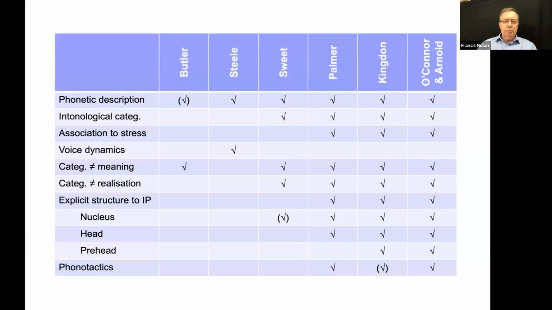So if we go back to our table, we're now on Palmer. He makes explicit the association of intonational elements to stress. So it's the stressed syllables that begin a pitch movement. And he gives the explicit structure to the intonational phrase, the nucleus and the head, not yet the prehead. And he talks a little bit about phonotactics. Kingdon adds the prehead, and O'Connor and Arnold take on all those aspects, really.